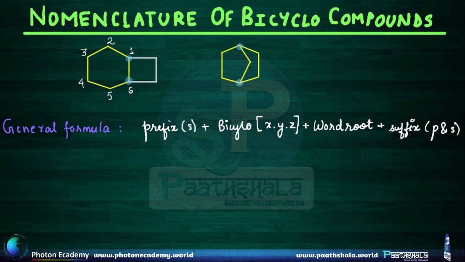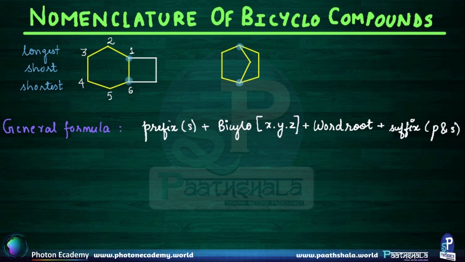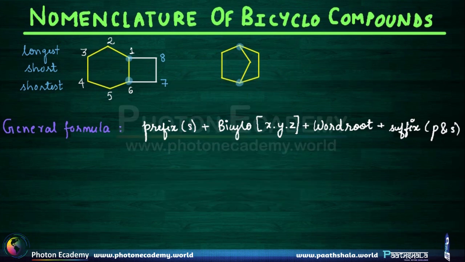So there are three paths, you should remember it. One is the longest one, the other is the short one, and the last one is the shortest one. While numbering a bicyclo compound, your preference will be to give the lowest locants to the longest chain carbons, then to the short ones, and then to the shortest one. In this example, there is no carbon in the shortest path. There are two carbons in the short path. So the numbering will be done like this, 7 and 8. So this is the correct numbering for this compound.